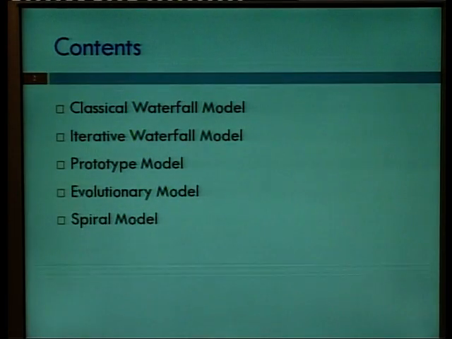In this lecture, we will discuss the various software development lifecycle models. Those are the classical waterfall model, iterative waterfall model, prototype model, evolutionary model and spiral model.